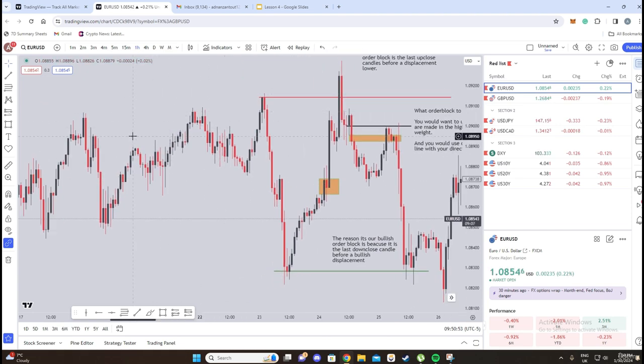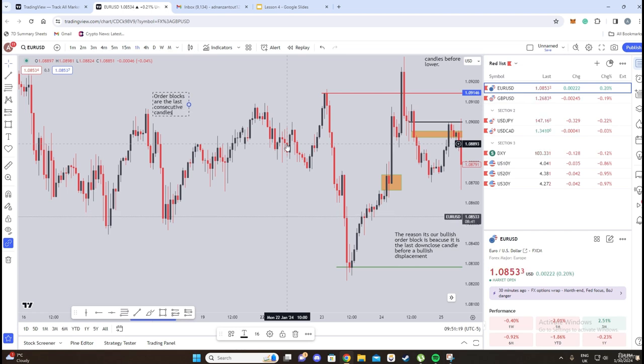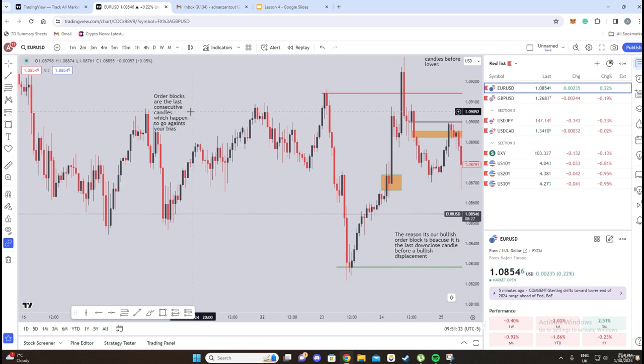So what I mean by this is, over here we have our bearish order block, but it's not just this candle, it's these two candles. It's the last consecutive, let me write it down. Order blocks are the last consecutive candles which, most of the time, happen to go against your bias.